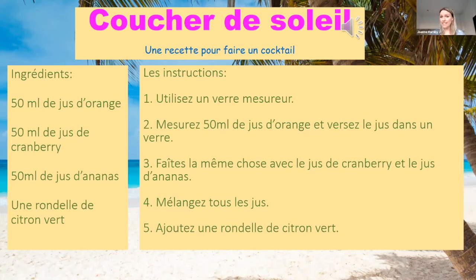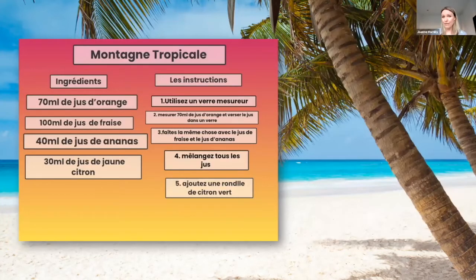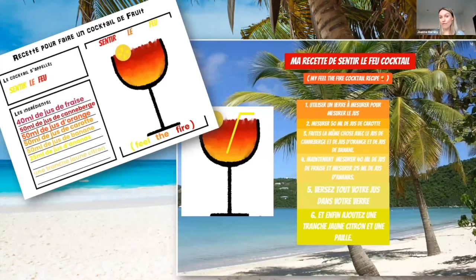And then here's some of the examples that we came up with that they created of their own recipes. They had to give them a really nice name as well. So this is Montagne Tropical. Okay, this is Sentir le Feu, Feel the Fire cocktail. How exciting. Okay, so that's their ingredients, and then they wrote the recipe, how they would make it.